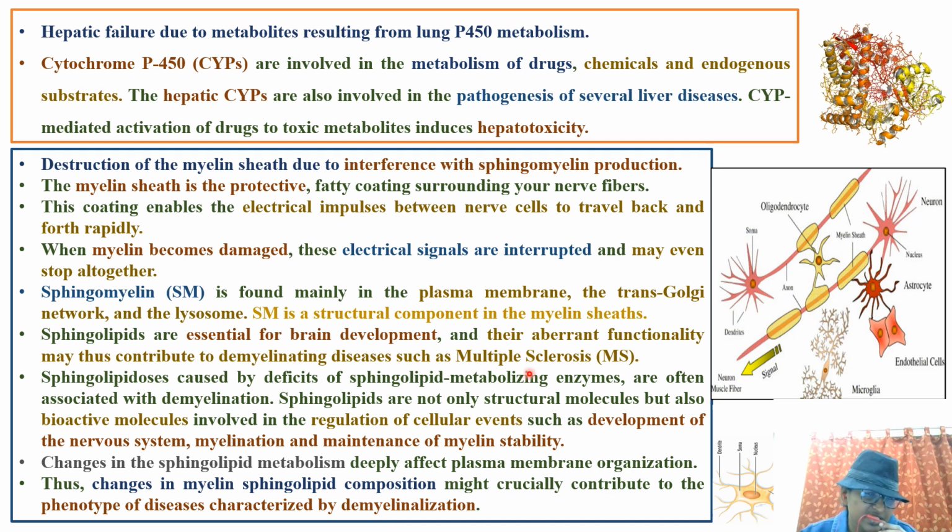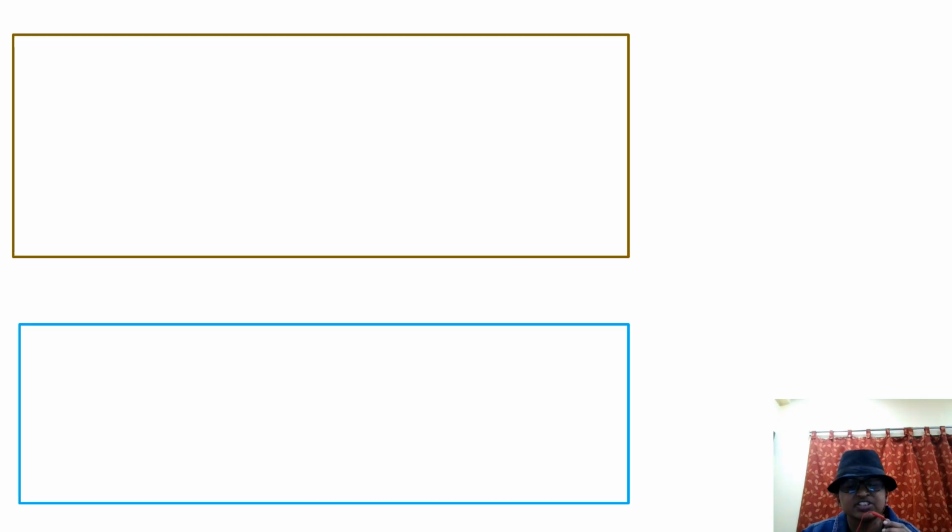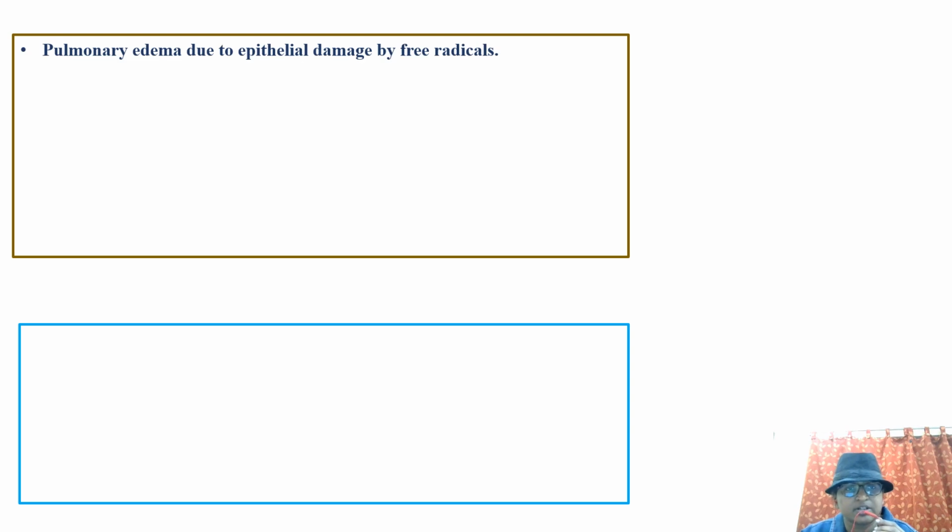Mainly, you need to remember in this option is multiple sclerosis. It is caused because of the inhibition of sphingomyelin production. Okay, wherever the myelin sheath is disrupted, the signal transduction is also disrupted.